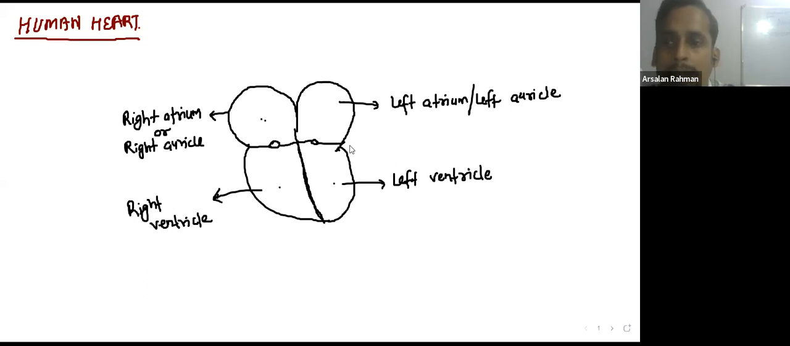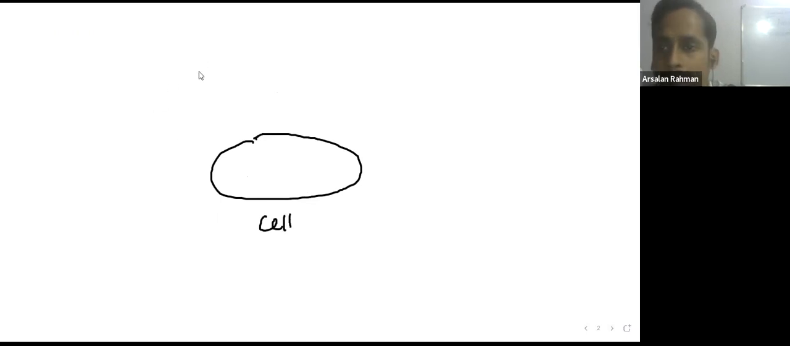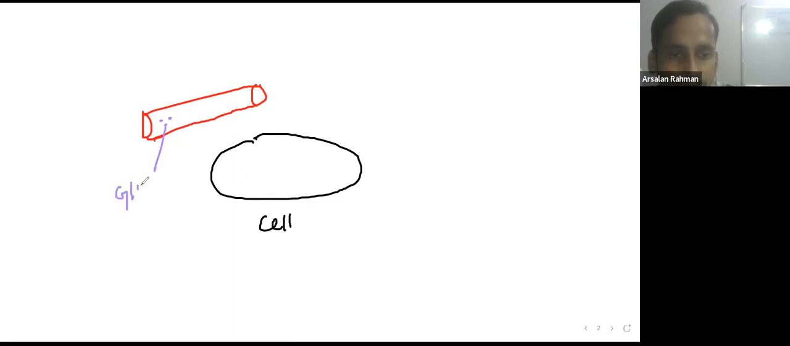Suppose the heart is located in between the lungs. Suppose this area represents the lungs. I have already discussed respiration with you. Suppose this is a cell, hai na? Suppose this is a blood vessel. The blood vessel will carry two things, hai na? The first one is glucose molecules. These are glucose molecules. And the other thing is oxygen.